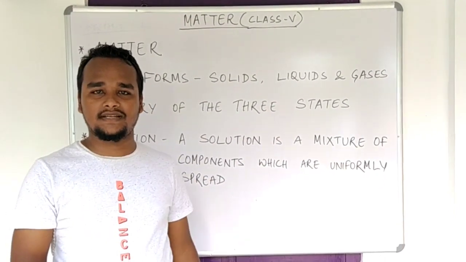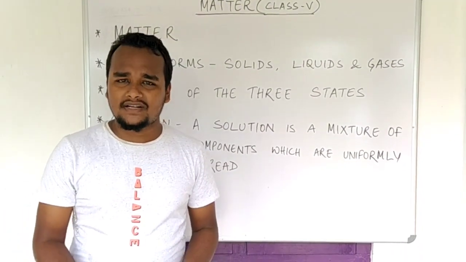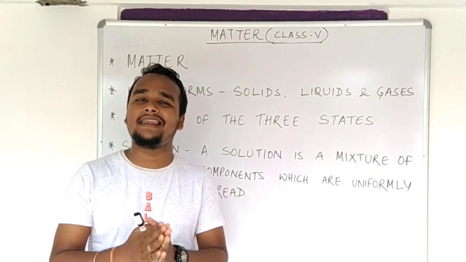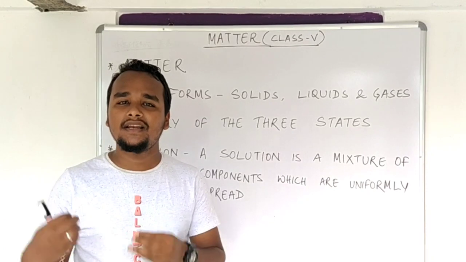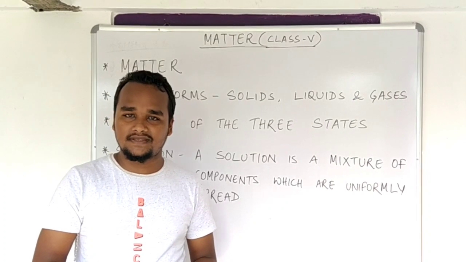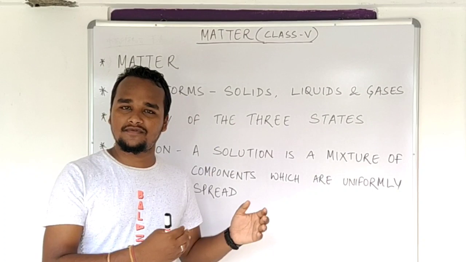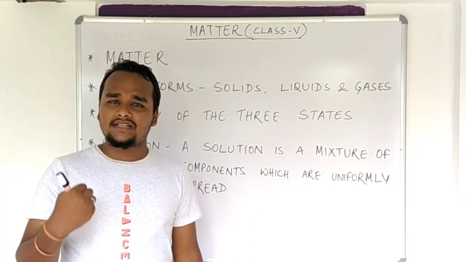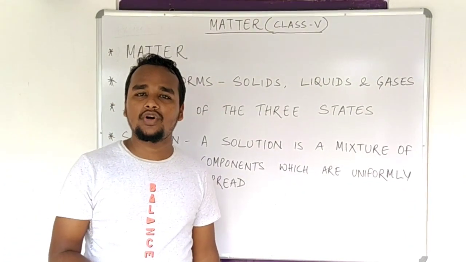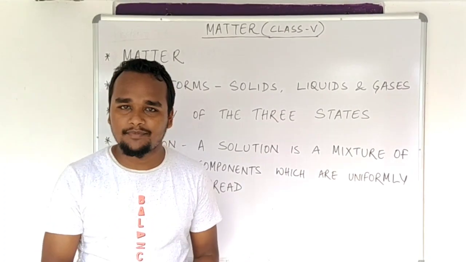Then we went to the gaseous state. In gaseous state, what did we read? We found that the intermolecular forces of attraction between the molecules present in gases are comparatively less as compared to solids and liquids, and because of that they have large intermolecular spaces as compared to the spaces between the molecules of solids and liquids, which is why gases can flow. So gases neither have a fixed volume nor a fixed shape.